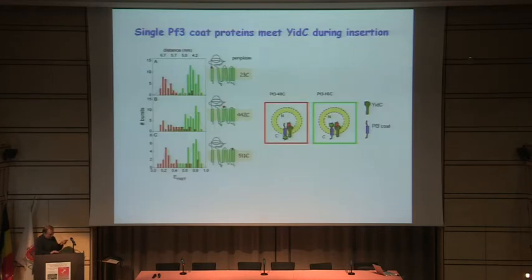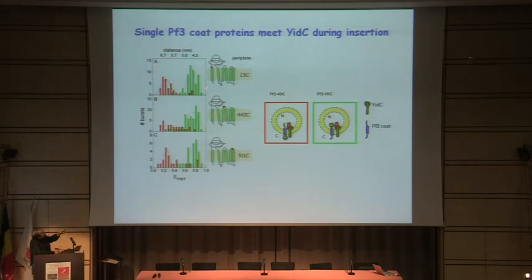Okay, so these are the results where we observe the distances. The distance is listed down here. So you have here 4 nanometers and about 7 nanometers. And we now have 2 different cases. We have either the case where we see translocation. This is the case I just showed you, where the one dye is on the N-terminus of the PF3 coat protein, and the other dye is on the periplasmic domain of YidC.